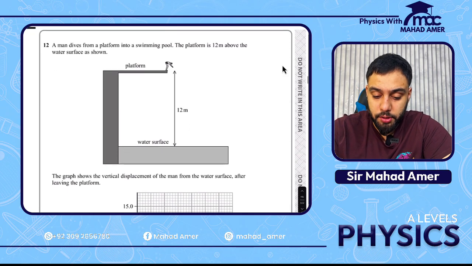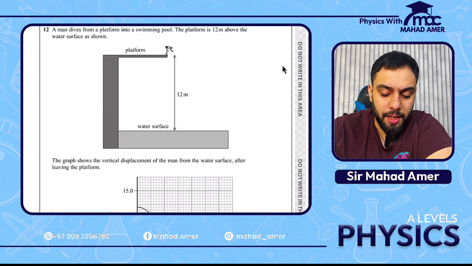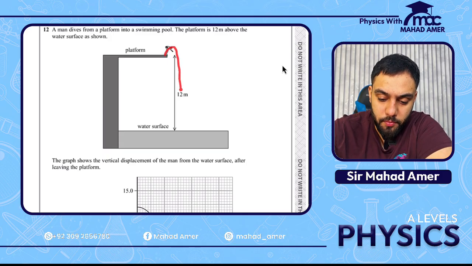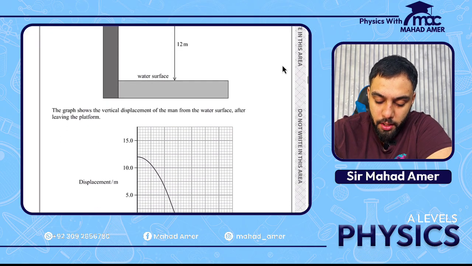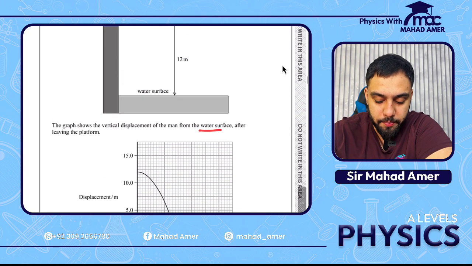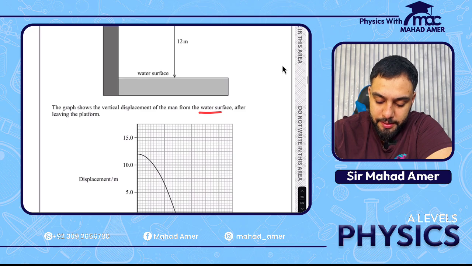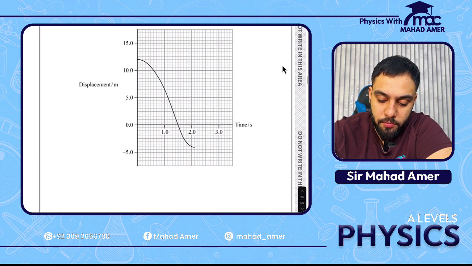Oh, this is a good question. This is a very good question. A man dives from a platform into the swimming pool. The platform is 12 meters above the water surface as shown. The graph shows the vertical displacement of the man from the water surface after leaving the platform. State how the graph shows that the man's initial vertical velocity is 0.